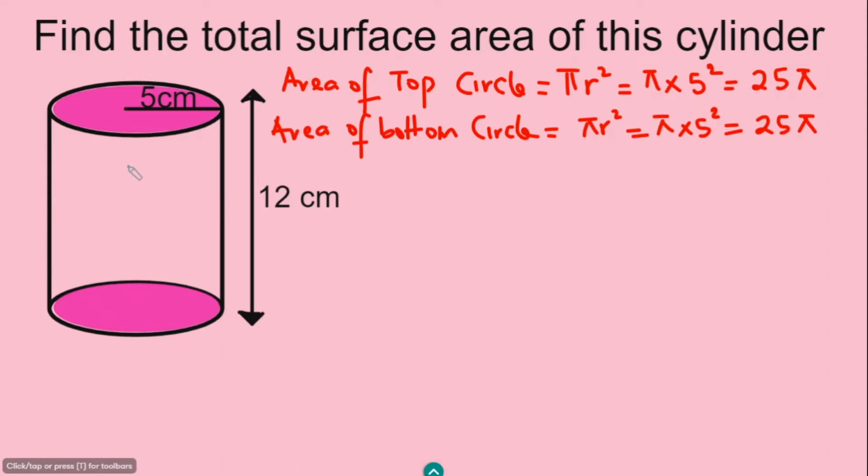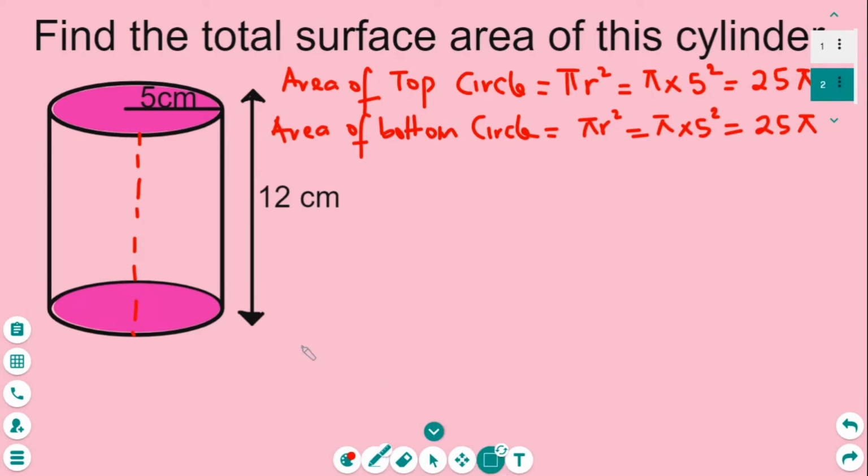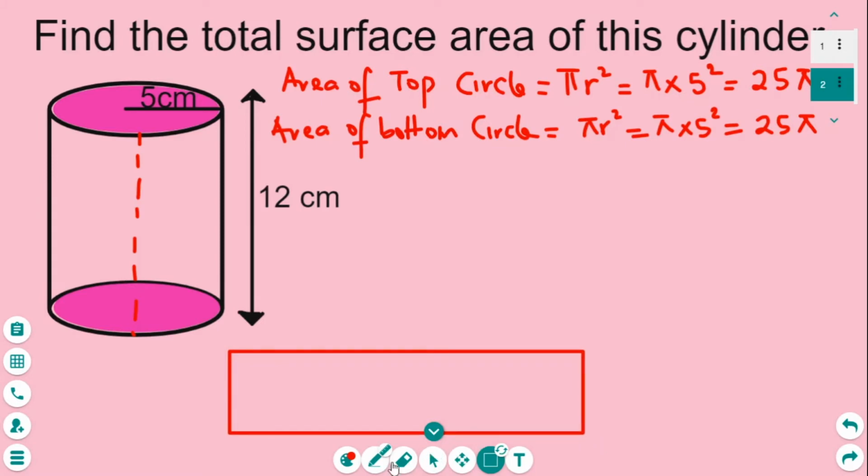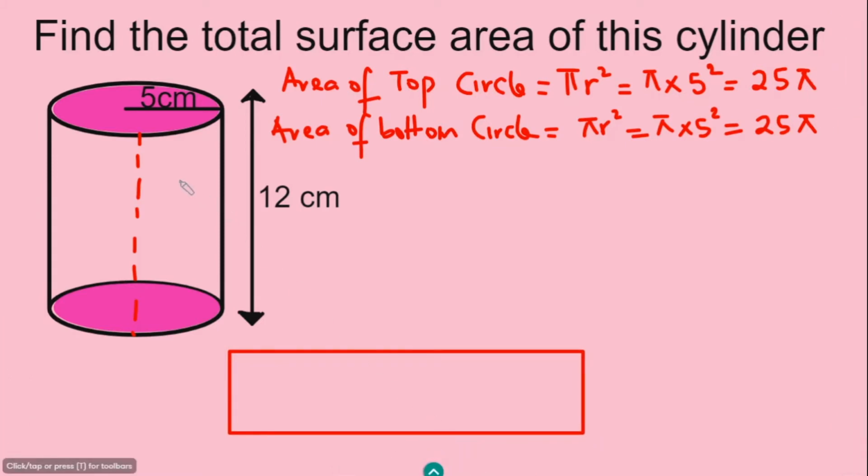One way we could do this is to try to imagine a line drawn through the cylinder and try to spread it out. When we do that, we're going to have a shape just like a rectangle. Here, you can imagine that the width of the rectangle is going to be 12 centimeters.